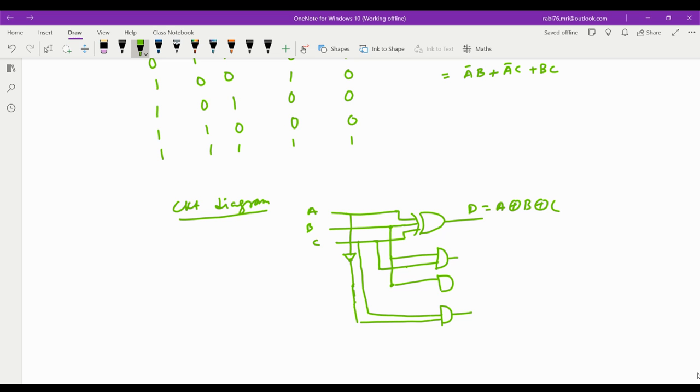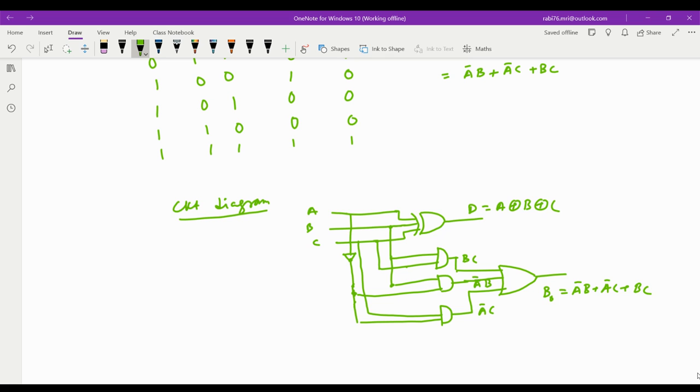So this will be BC. This is A bar B, and this is A bar C, right? These three terms will now add up with an OR gate to give you B0 equal to A bar B plus A bar C plus BC. So this is the circuit diagram of a full subtractor. It is similar to the full adder circuit, only a NOT gate is needed.